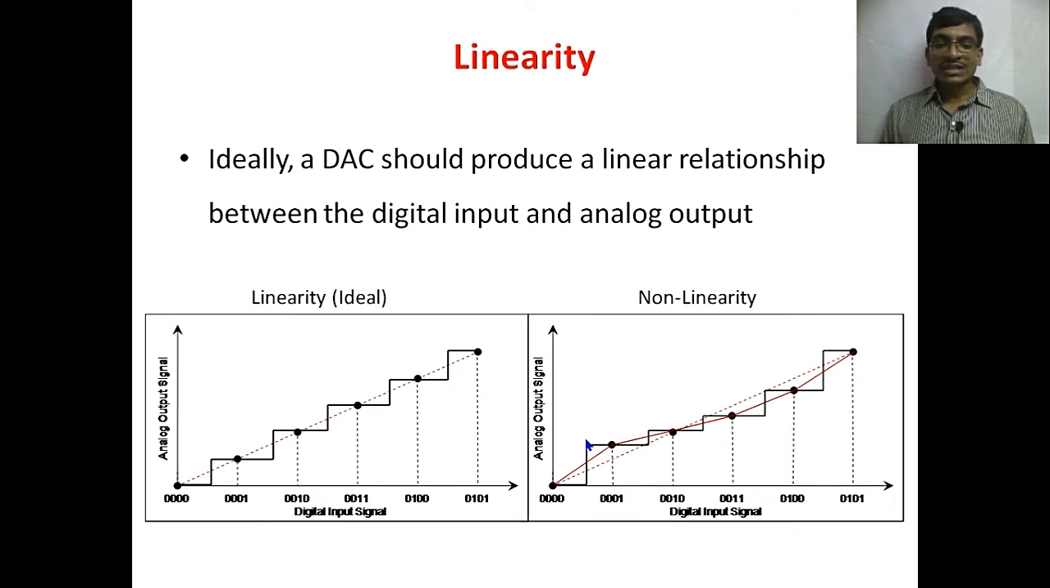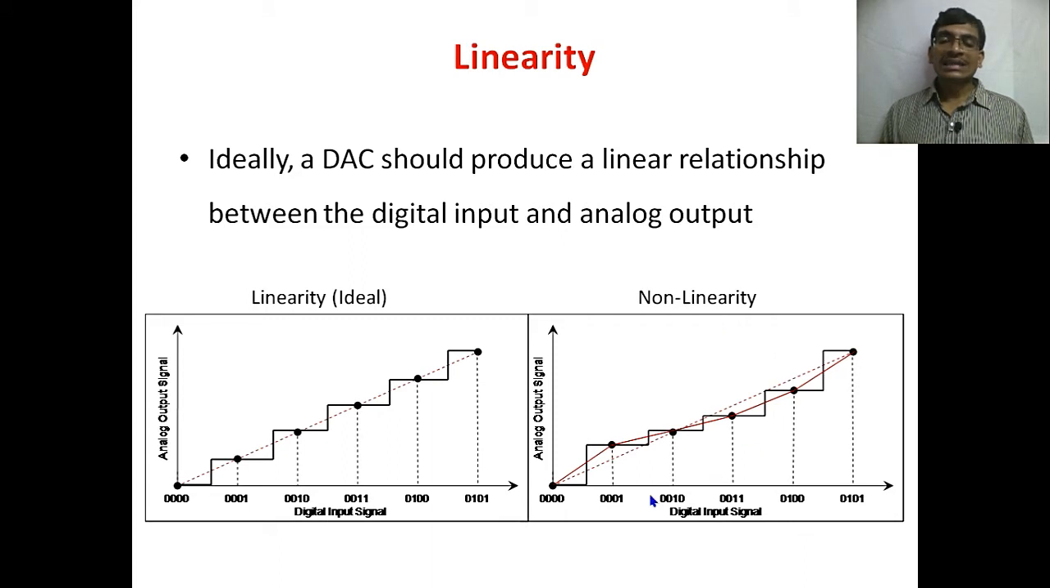Here the step is very high, here the step size is less, here also less, and here the step size is different from these two steps. The step size should be maintained as a constant for every one LSB variation. Then this is called a linear or ideal case.